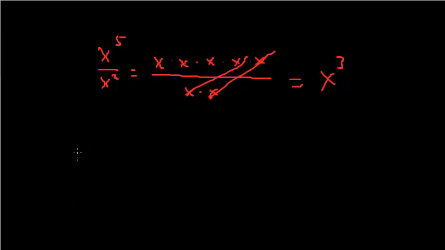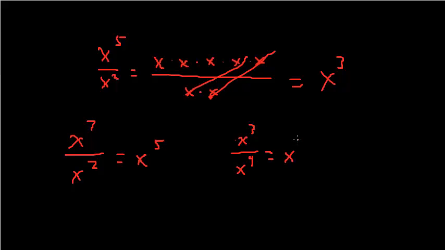So for example, if I have x to the seventh over x to the second, 7 minus 2 gives me x to the fifth. Or if I had x cubed over x to the ninth, this gives me 3 minus 9, or x to the negative sixth, which is also 1 over x to the sixth.